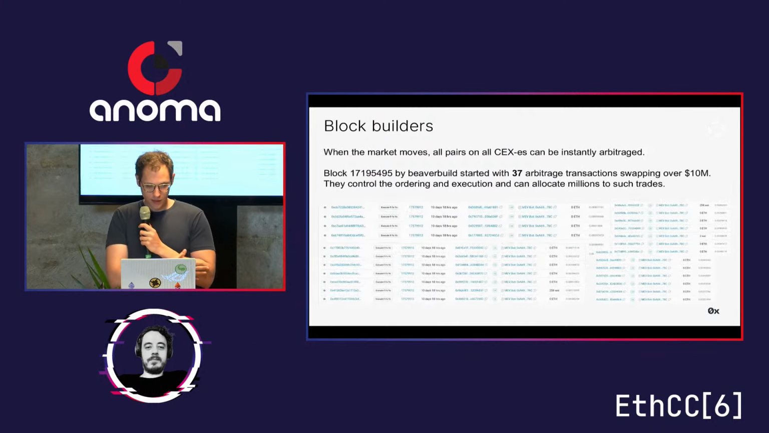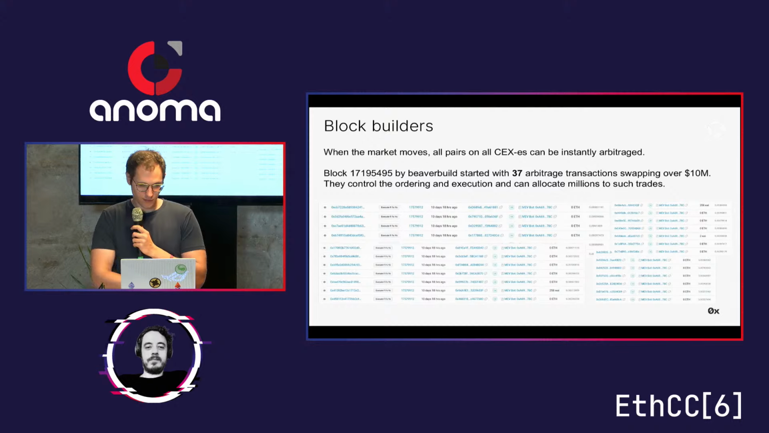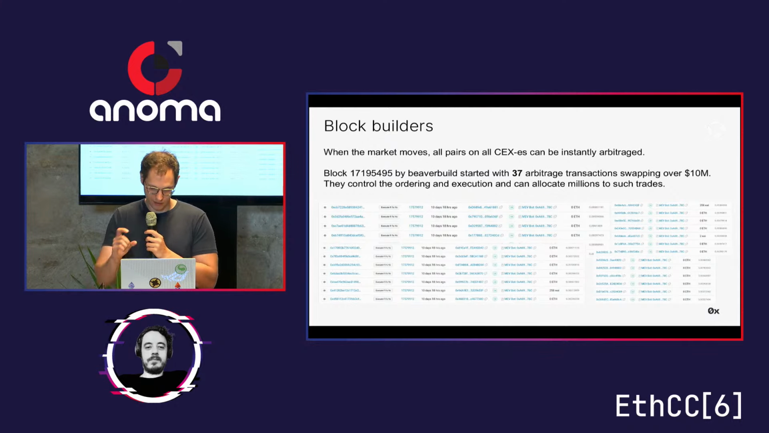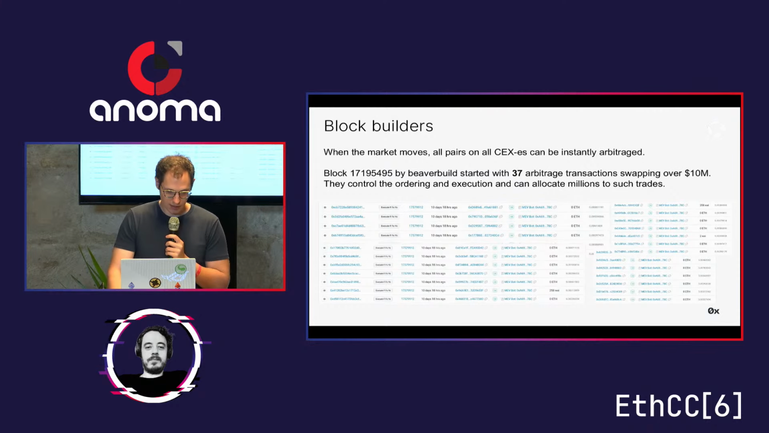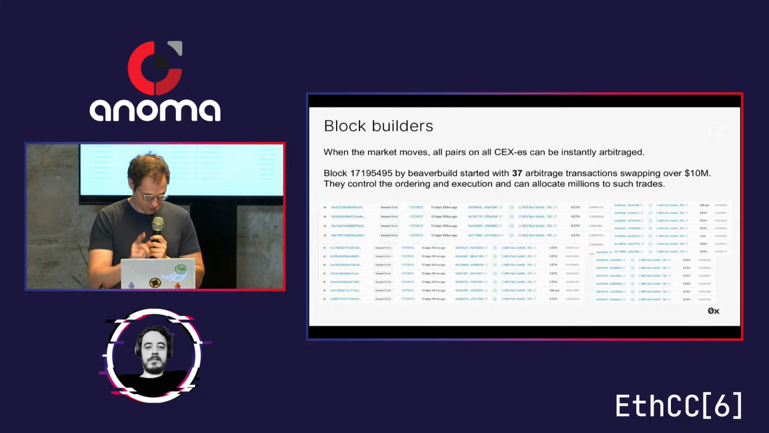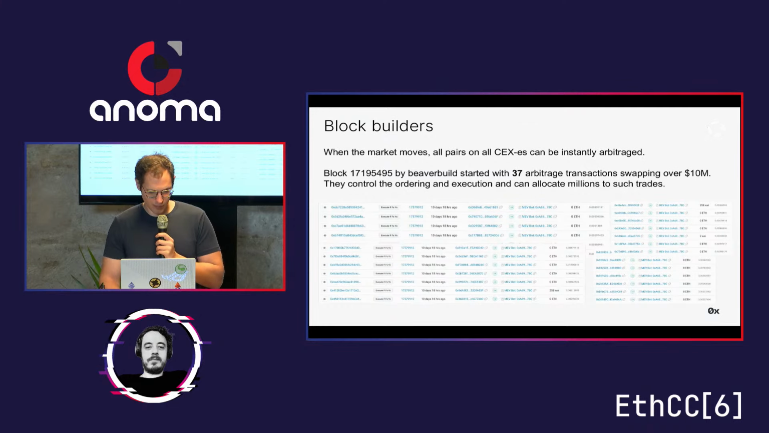And when the market moves, all the pairs on centralized exchanges can be instantly arbitraged versus decentralized exchanges. And there is a block, that's an example. I picked it 2 weeks ago. It was talked about on Twitter last week. I picked it before, so I'm not copying everything from them. There are many blocks like this by Beaver Build. Some of them start with even 60 arbitrages.